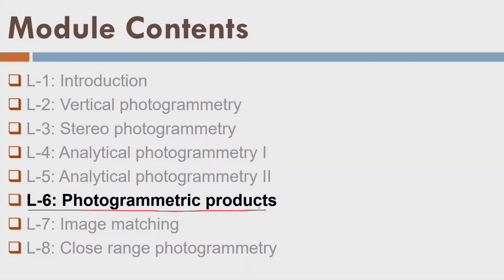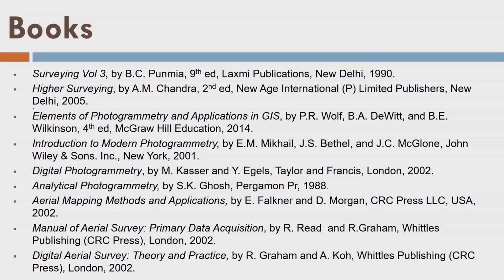And today we are going to discuss the photogrammetric products. There are two products, digital elevation model and ortho map, ortho image or ortho photo. So, let us start. There are 4 books. This book is available in India.